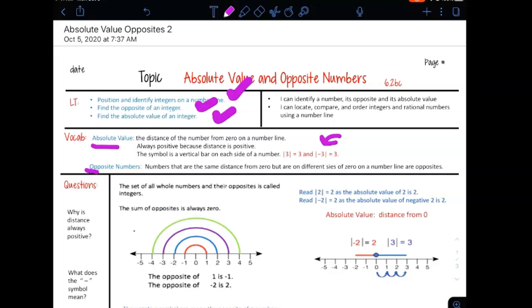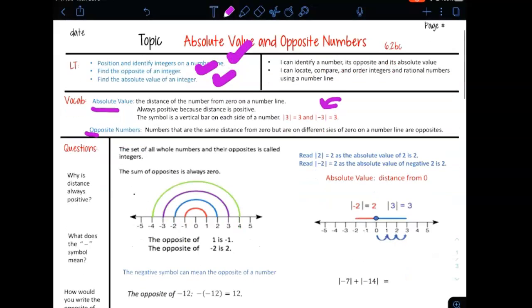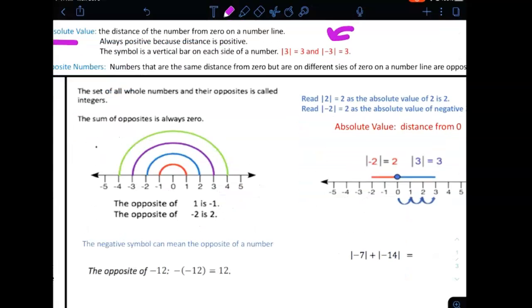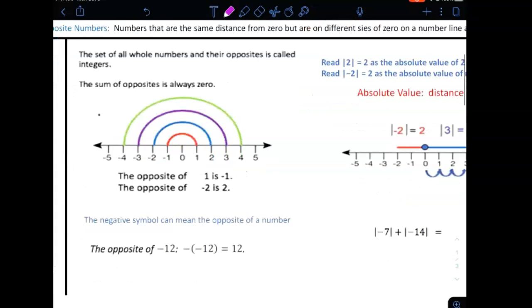Okay, so questions. Why is distance always positive? Absolute value, since it's a distance measurement, it is always positive. We don't have negative distances, so whether you're at -3 or +3, you're still 3 steps away from 0.